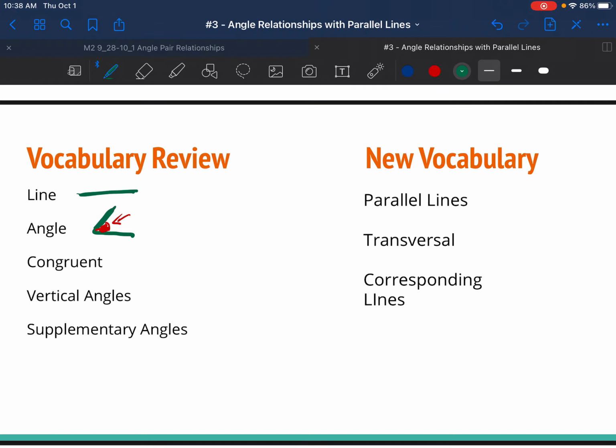We know that the word congruent is when two angles have the same value. These are both 50 degrees, so they are congruent. We know that vertical angles are when we have two lines that intersect, and the vertical angles are the angles that are opposite. So like if this is 90, then this is also 90.